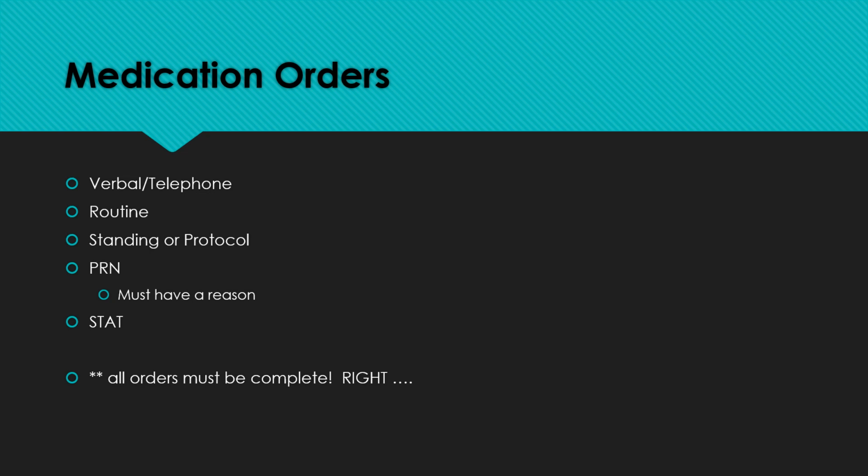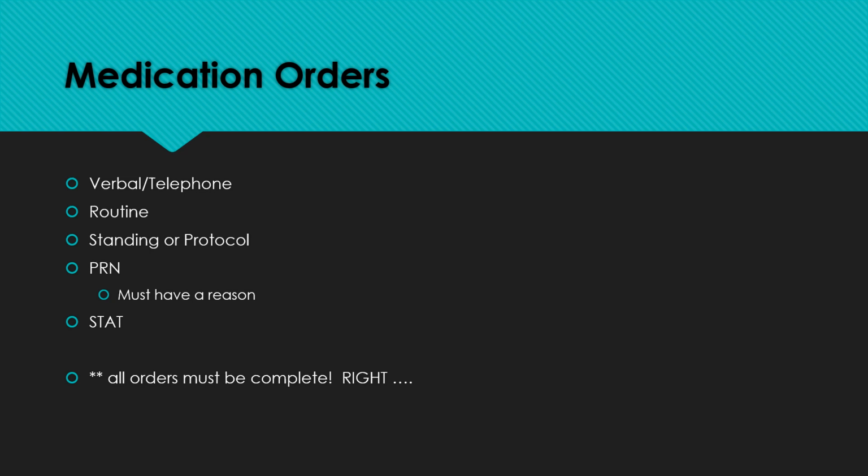So if, for example, you ever get a verbal order or telephone order that you have to transcribe or enter into the computer, you've got to get all of that information. Common orders you're going to see are verbal or telephone. Now, we don't do these a lot anymore since we've gone to provider order entry systems where the providers put in the orders. But you do need to know they exist, and there's certain things you're going to have to do if you ever have to write a verbal or telephone order into the client's chart.